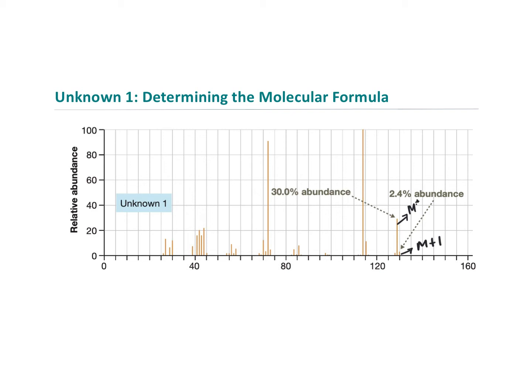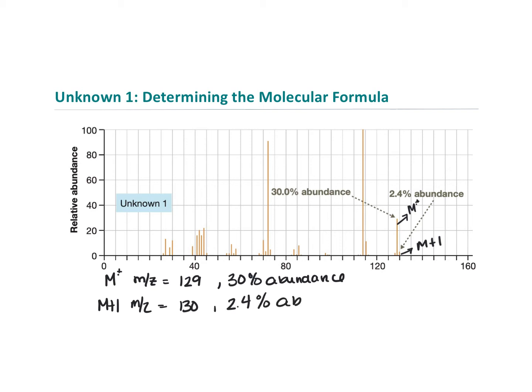Now I can look at that and assign some mass to charge ratios just by looking at the x-axis. And so what we're going to see here is that the molecular ion peak is going to have a mass to charge ratio, it looks like, of about 129, right? And it's got a 30% abundance. I just like to list everything. Okay, and then the M+1 peak, of course, its mass to charge is going to be one more, so that looks like it's at 130, and that's got a 2.4% abundance.